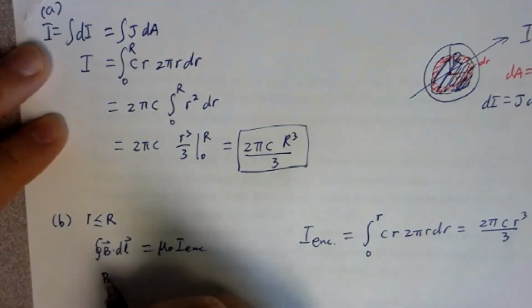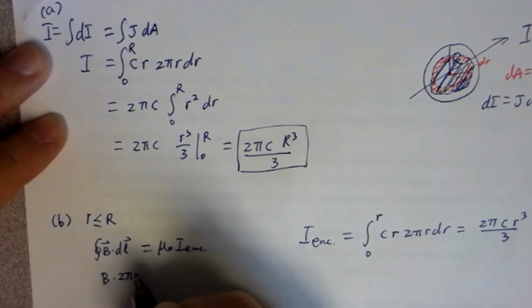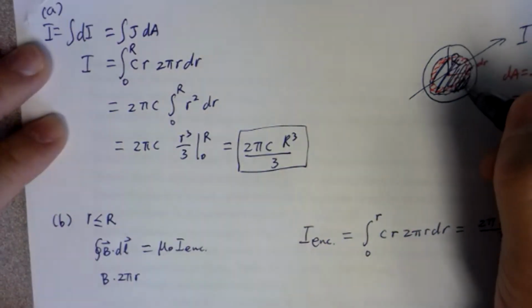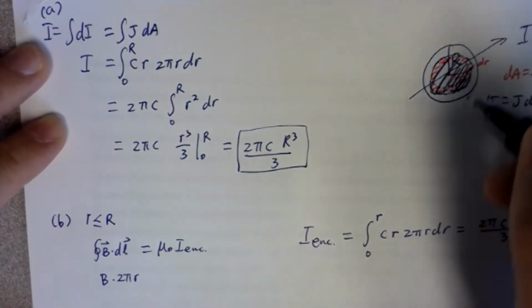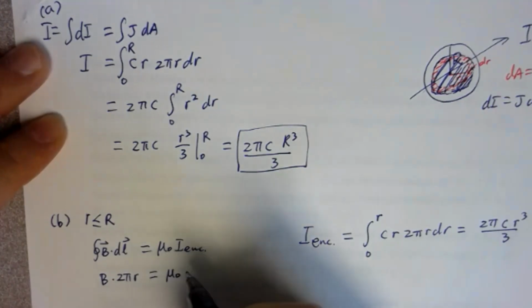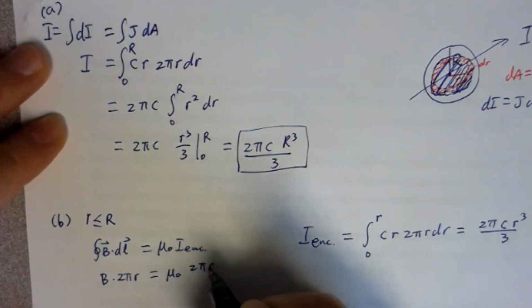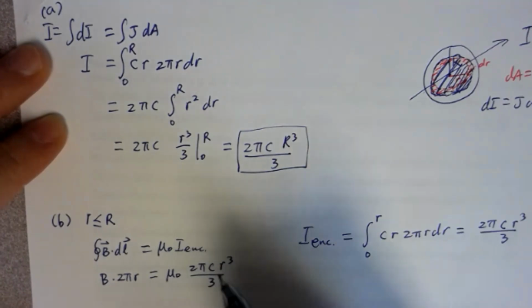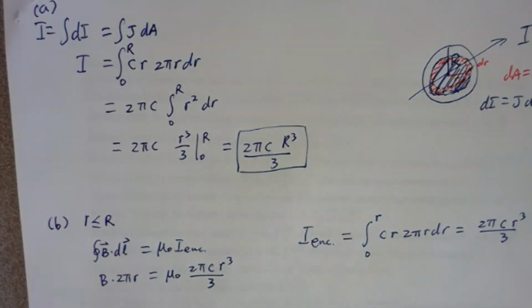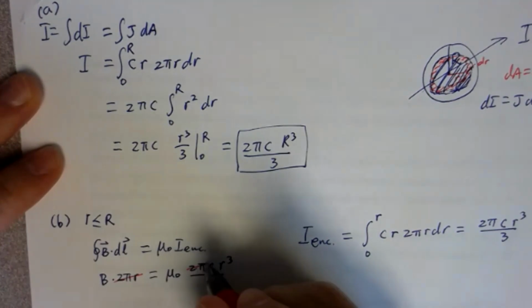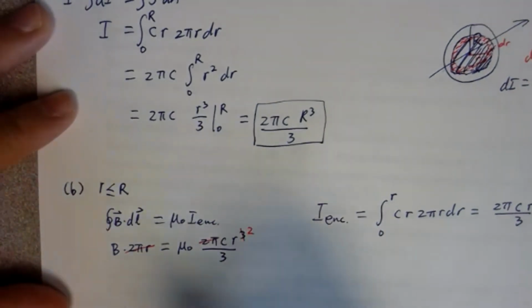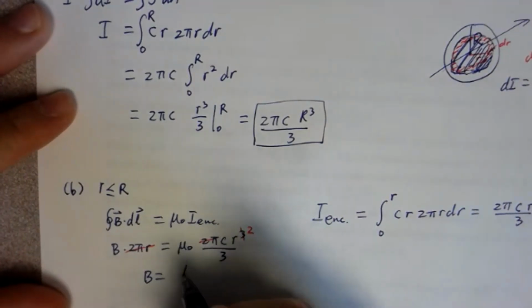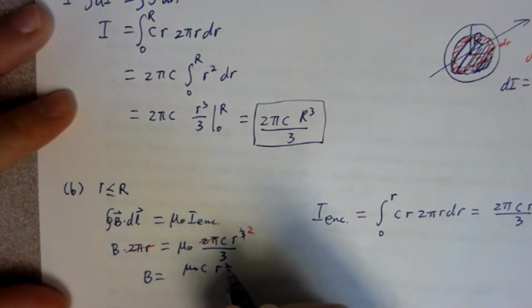On the left-hand side will be just B times 2 pi r, because that's your enclosed closed path circumference. That equals mu naught times that I enclosed, so 2 pi C r cubed over 3. Then there's cancellation: the 2 pi cancels, and 3 will become 2 in the denominator... so your B field will become just mu naught C r squared over 3. That's your B field.